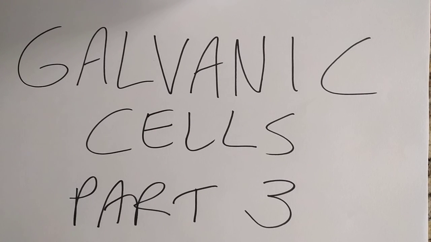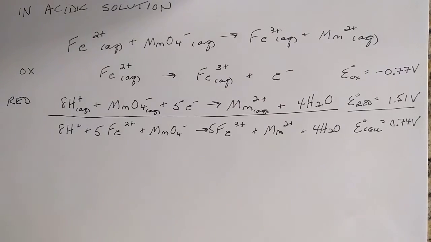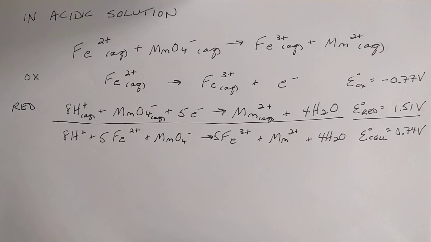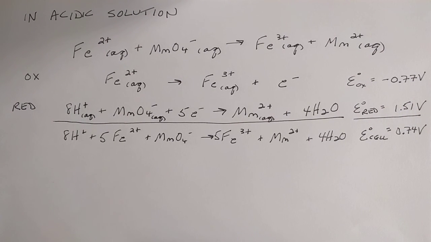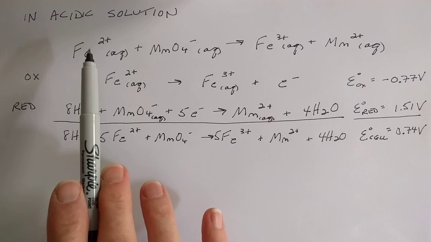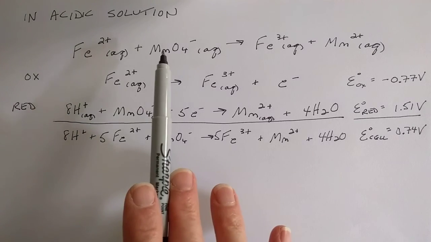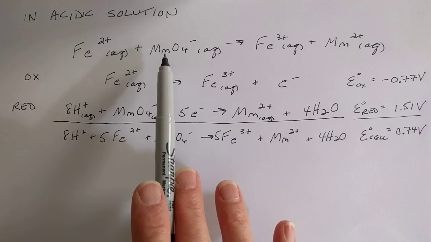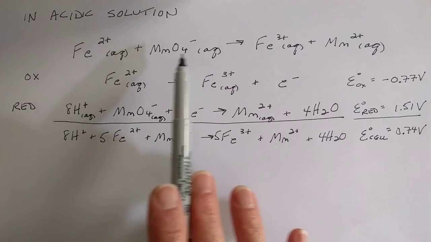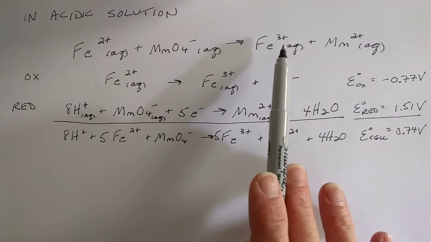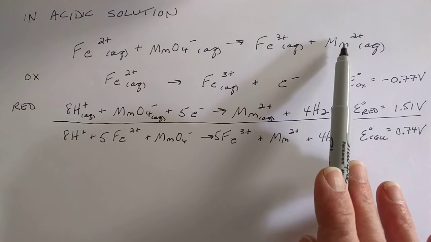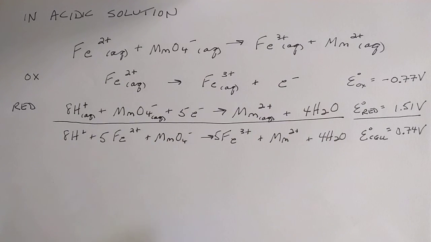This lesson is part 3 of galvanic cells. So we're going to take another look at a reaction that we've looked at before. This one needs to be carried out in an acidic solution. So we have the iron(II) ion that comes from some iron(II) nitrate or chloride or something, and then MnO4 minus, usually from potassium permanganate. And then that reacts to give us the iron(III) ion and the manganese 2 plus ion.